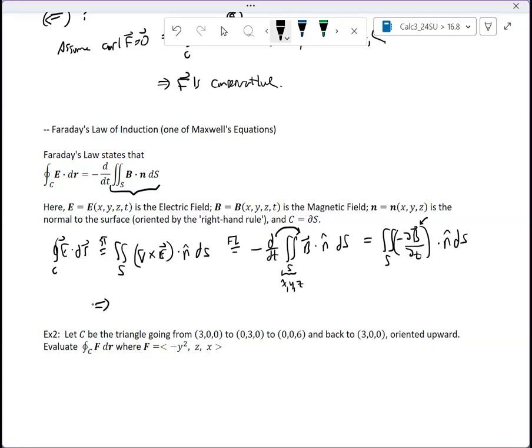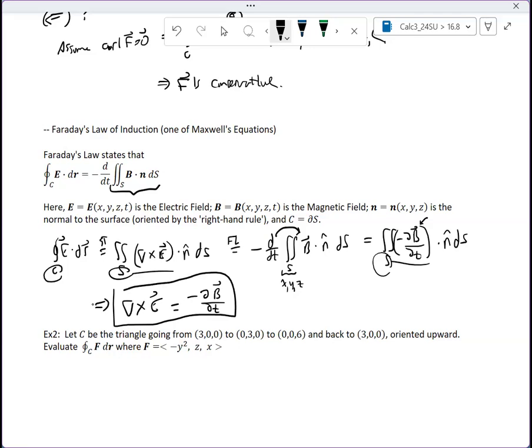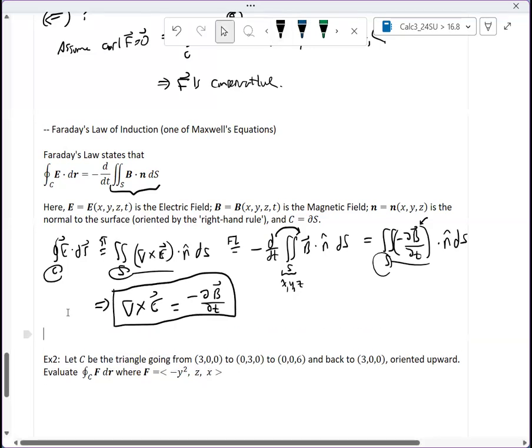But all of this is true for any curve and any surface where that curve is the boundary of the surface, not just for some specific surface. So the integrands then must be equal. That tells me that the curl of the electric field is negative the time rate of change of the magnetic field. And this is the differential form of Faraday's law. It's the same physical principle, just written in a different way. Sometimes it might be better to think of it one way, other times it might be better to think of it another way.